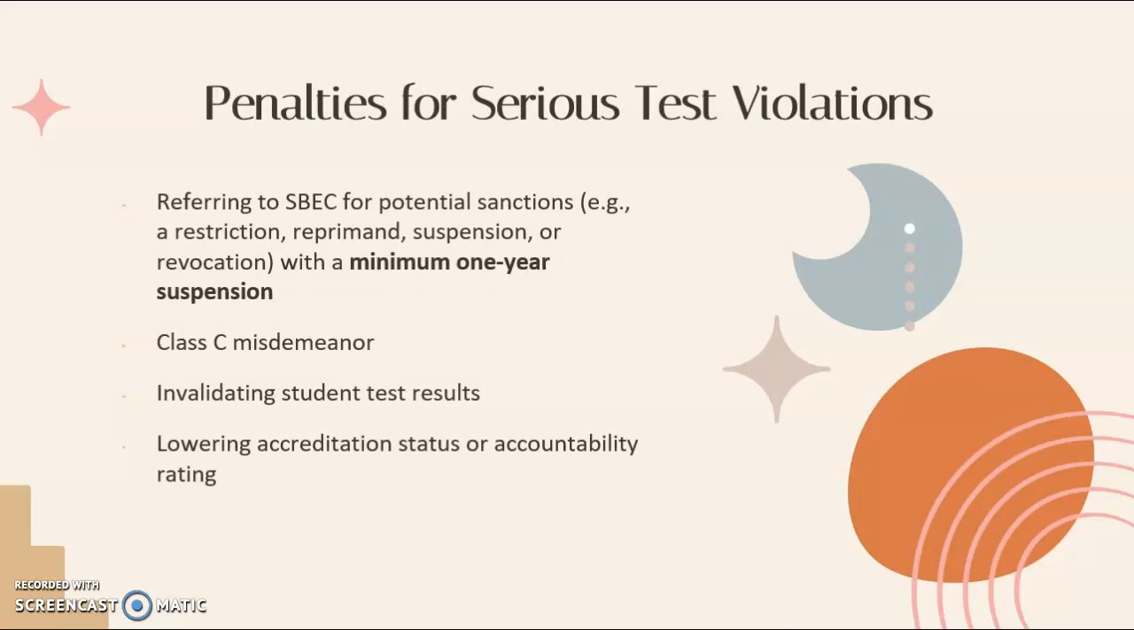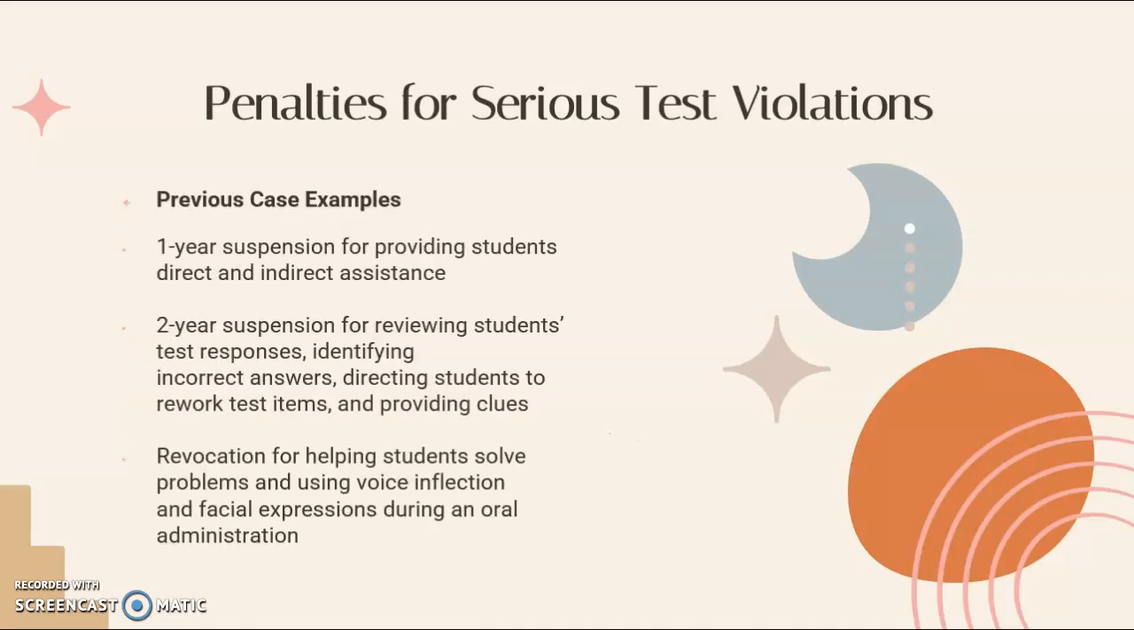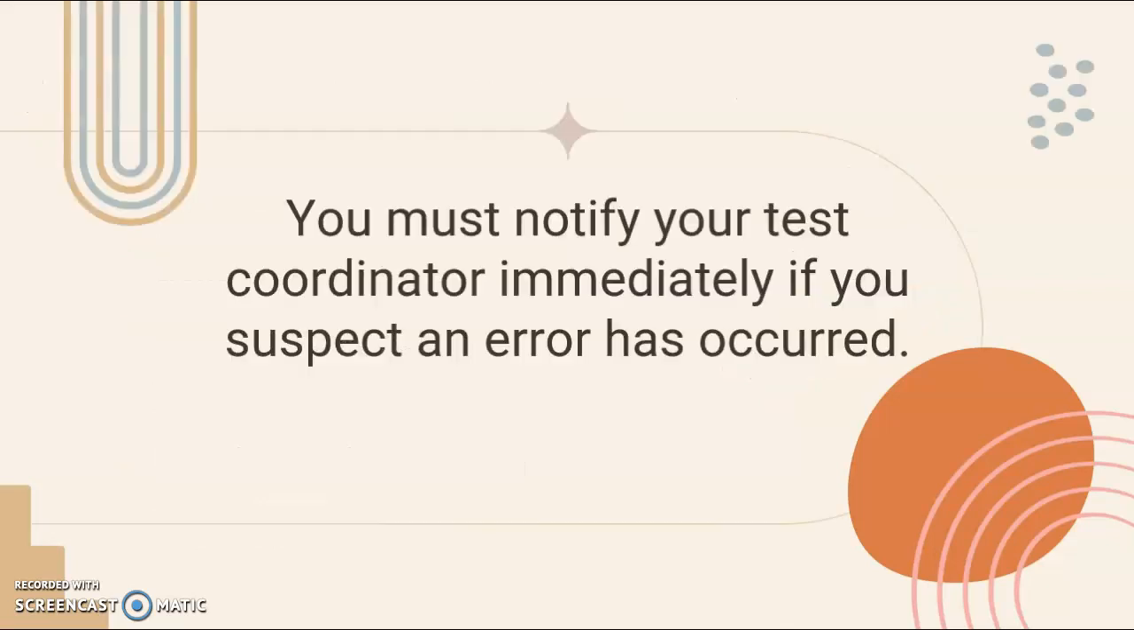Penalties of serious test violations could be to sanction the teaching certificate, a Class C misdemeanor, invalidating student results, or lowering an accreditation or accountability rating. You can see a couple of examples of previous incidents in which TEA ruled. Certificates were suspended for 1 or 2 years or revoked for cheating in some way. Please notify the district testing coordinator if you suspect any error has occurred.